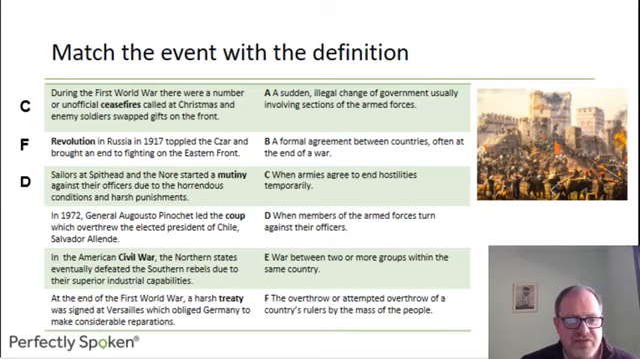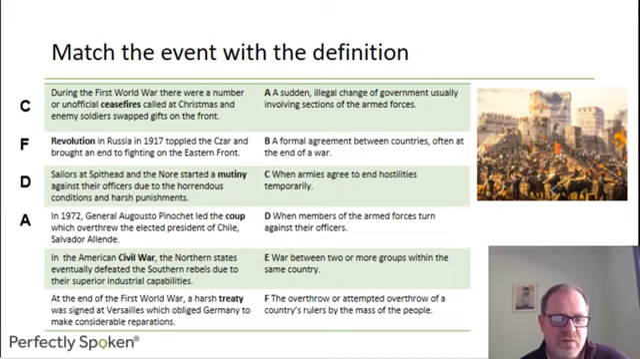In 1973, General Augusto Pinochet led the coup which overthrew the elected president of Chile, Salvador Allende. And it's A, a sudden illegal change of government, usually involving sections of the armed forces. It's actually a French word, coup, from coup d'état. Sometimes you'll actually see people use the phrase coup d'état. We don't have our own English word for it. It's the French word coup.